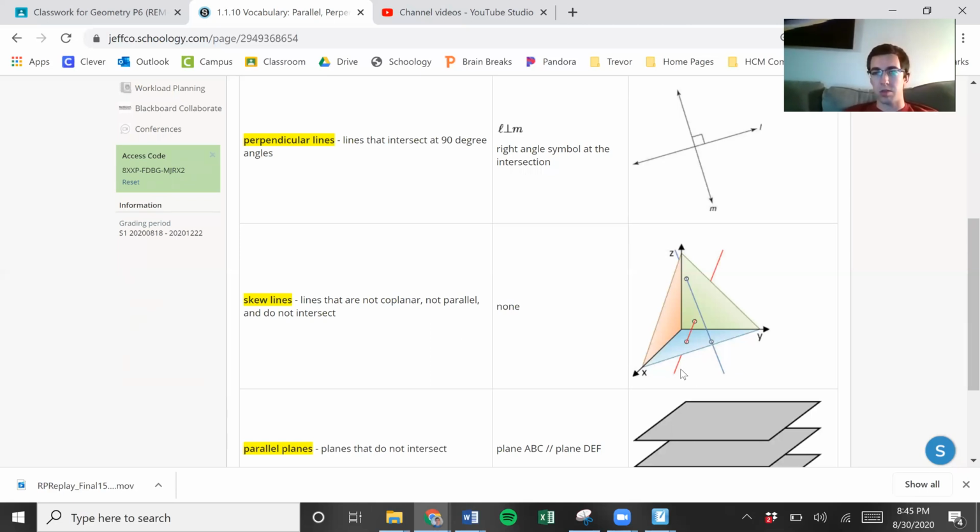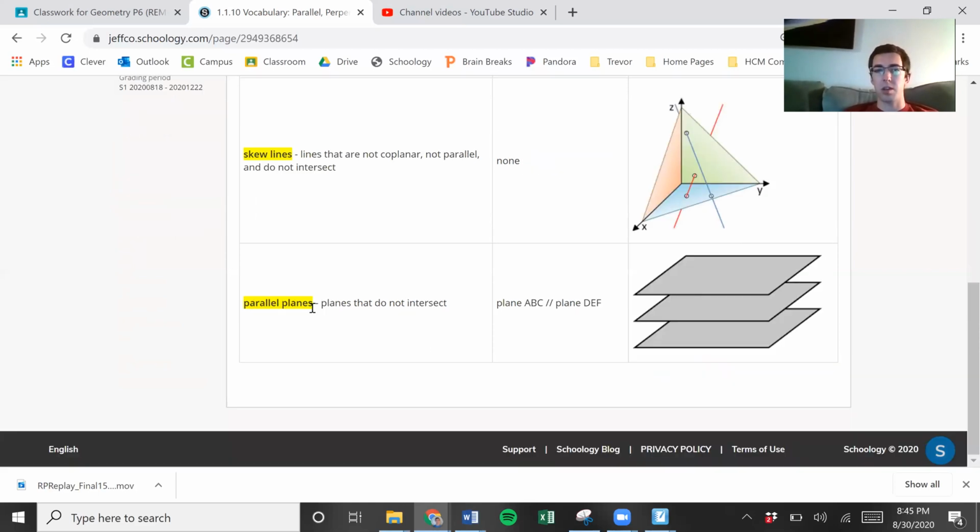Here's a red line that goes right through that shape. Here's a blue line that goes right through that shape. They will never intersect, so they are skew. Okay. Last one is parallel planes. Parallel planes are planes that never intersect. Plane ABC is parallel to plane DEF. So it's like sheets of paper that are stacked. They will never intersect anywhere. So they're parallel planes.